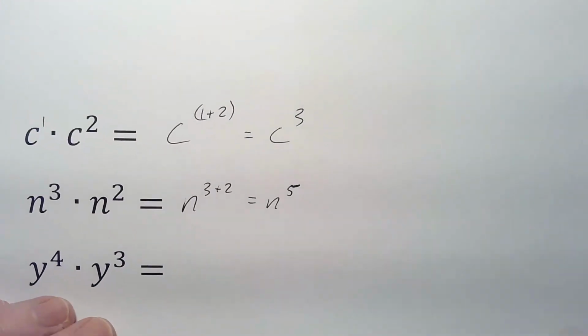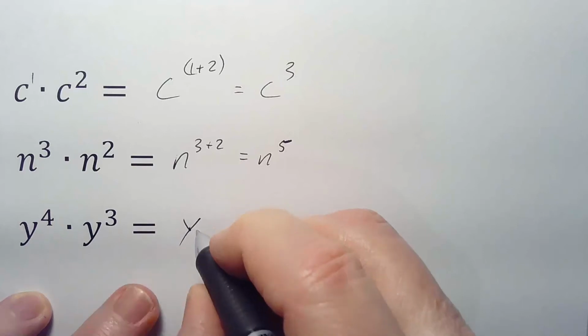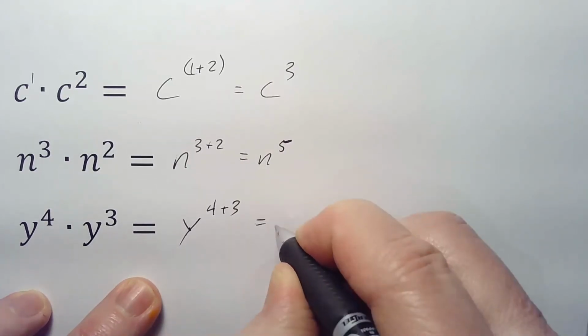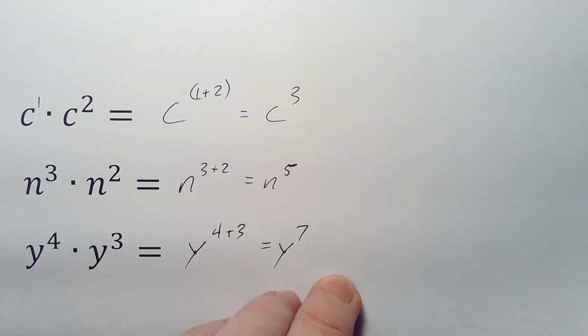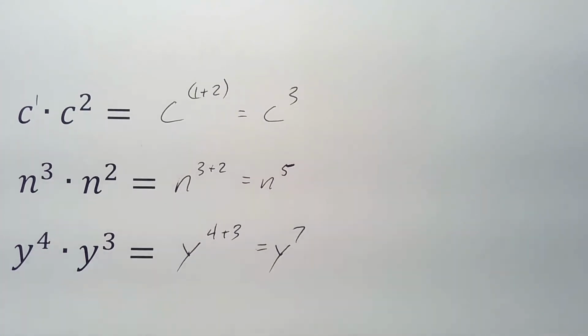Same thing happens down here. So again, here's our handy little way of saying this. We're going to say y to the power of 4 plus 3 equals y to the seventh. All right, cool. So that's our baseline. That's what we do when it's just the same variable.